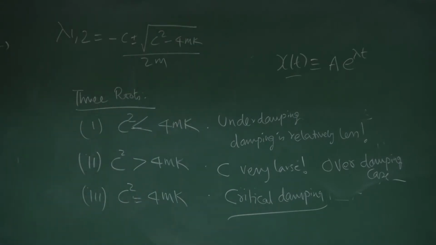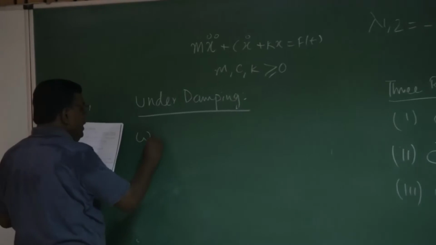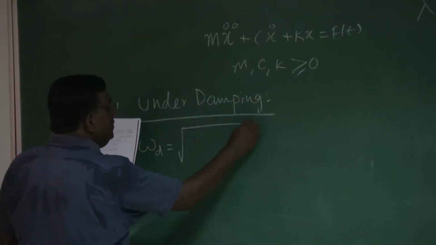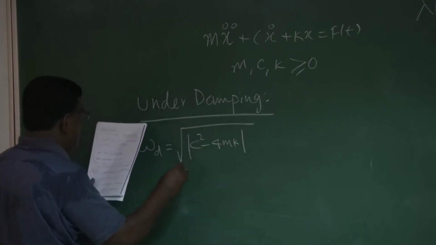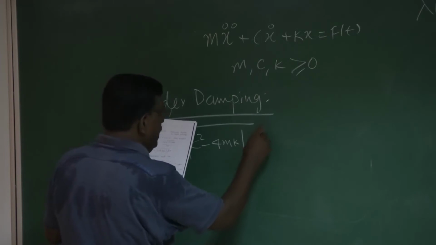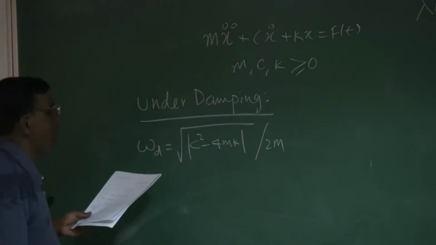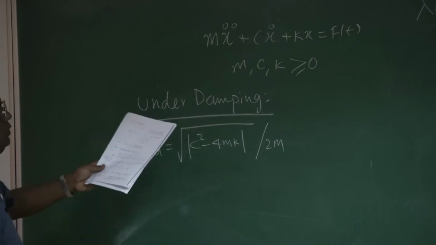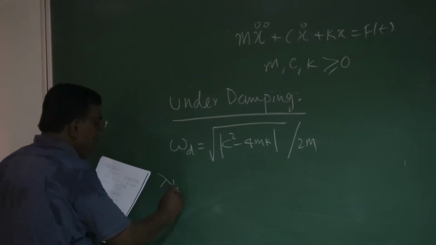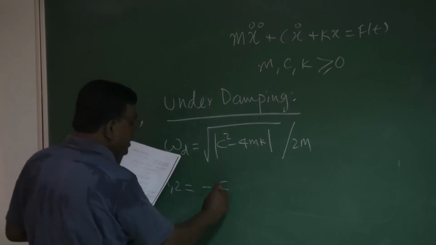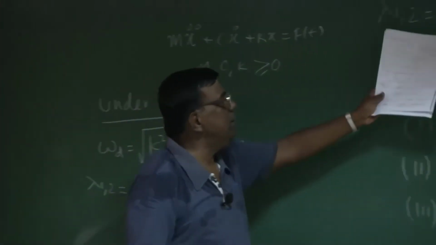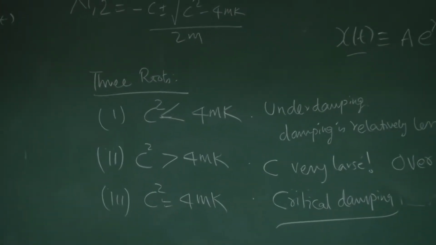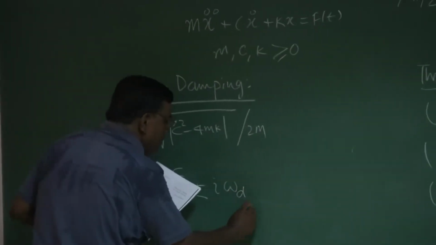The moment it's a complex number, for notation, I write omega d is equal to under root of this value, 4mk minus c square, by 2m, and you will understand why I am doing this algebra. So the characteristic roots lambda 1, lambda 2 can easily be written as minus c by 2m, which is nothing extraordinary I am doing. I am only substituting this expression here, and this will give me plus minus i omega d.